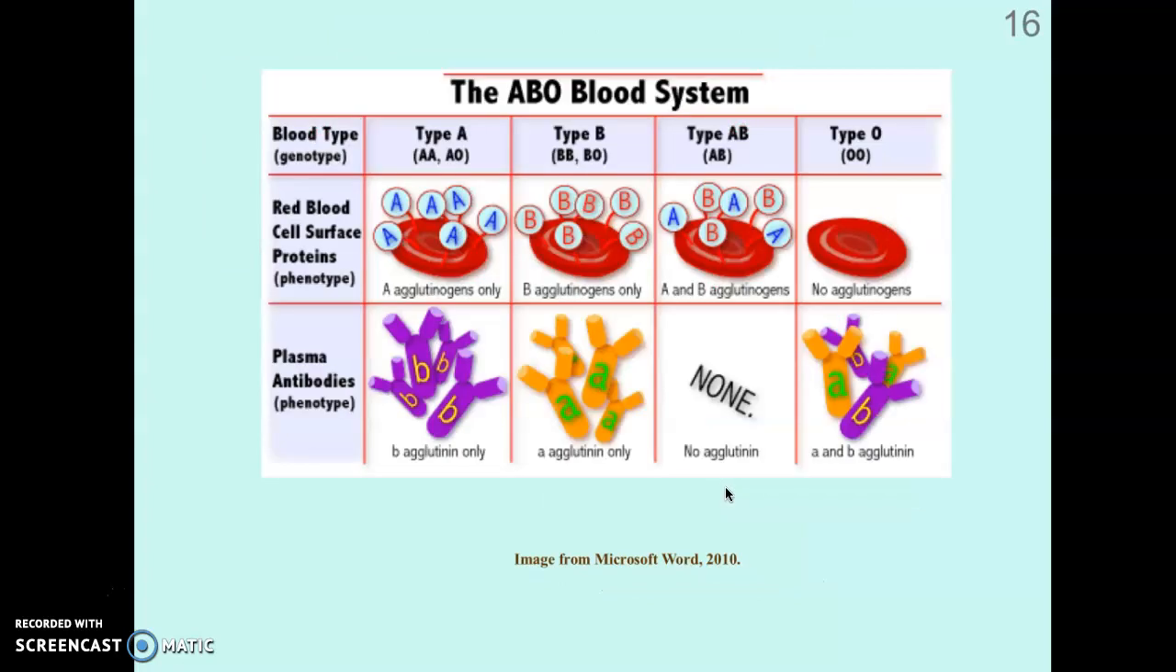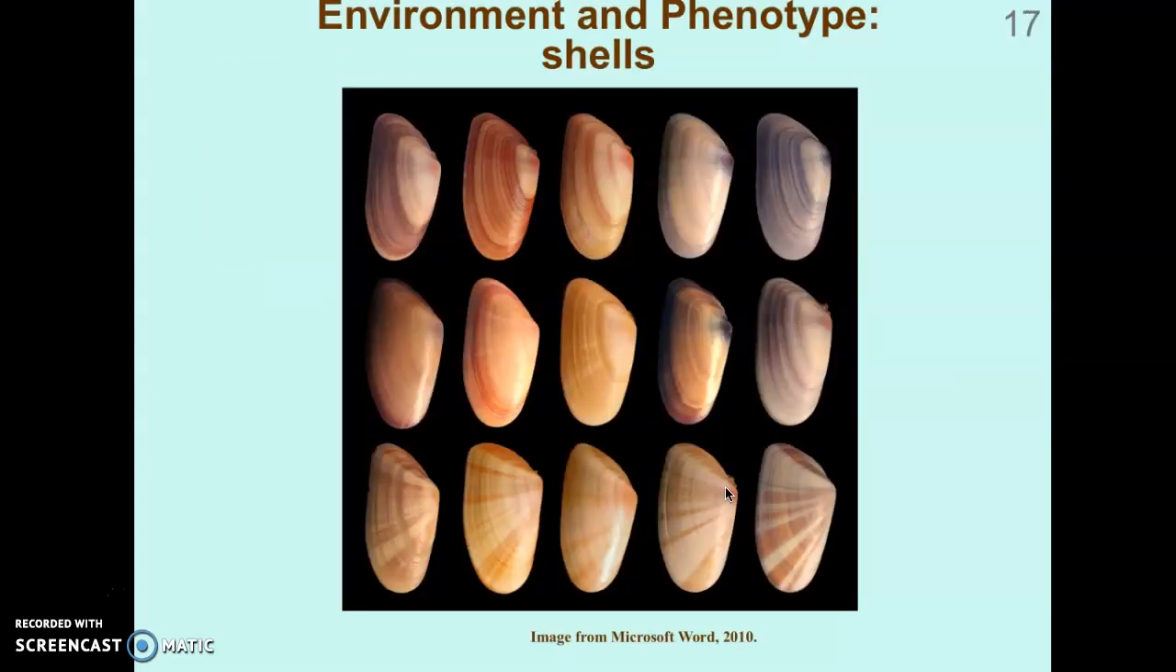Okay, just showing you a little bit more about ABO blood. Now I want you to think about this for a second though. Genotypes are what they are, right? They are your genes. They are what you have. You get one allele from mom, one allele from dad to make up that specific trait. Phenotype is what things look like. So here's an example of environment and phenotypes. These are shells. They're all the same type of shell. But what is different with them? You can see physically they look a little different.